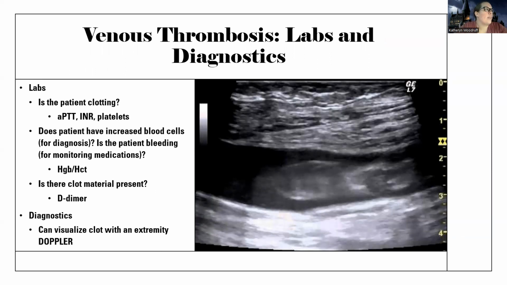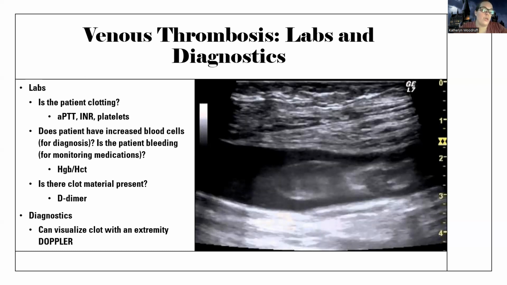So some of the labs we might look for are signs of clotting, like someone might be showing, based on the time it's taking to make a clot, that they're more likely to make a clot. So we look at things like the APTT, INR. We can also look at the platelets and see where they're at, if they have an increased number of platelets or something along those lines.